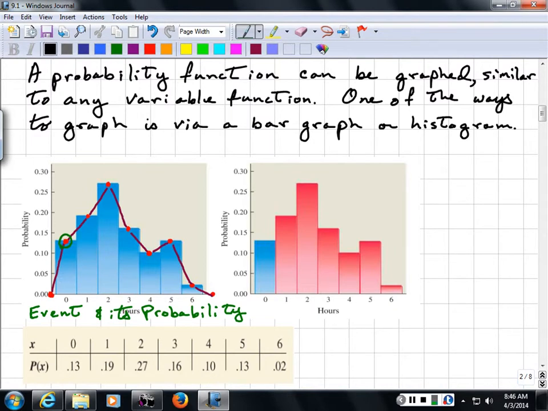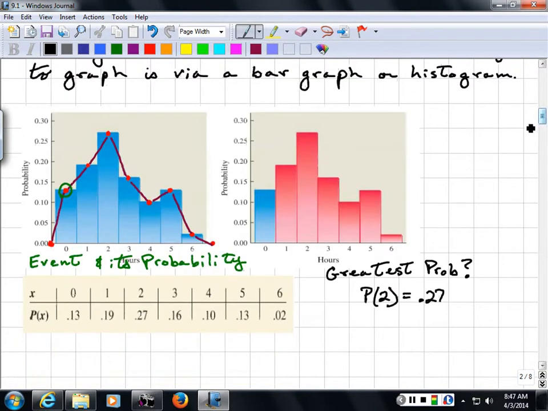So real quick, what's the greatest probability from this particular distribution? Okay, so P of 2 equals 0.27. And then what's the smallest or least probability? The probability of 6 is equal to 0.02.